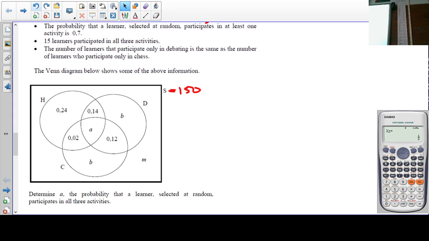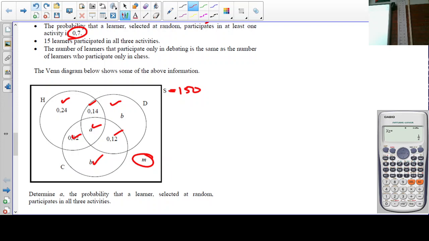So the question says the probability that a learner selected at random participates in at least one activity is 0,7. So what does that mean? At least one. Can he participate in 2? Yes. Can he participate in 3? Yes. So that means if I add this, that, that, and this, it all adds up to 0,7. Not so? So what is M then equal to?